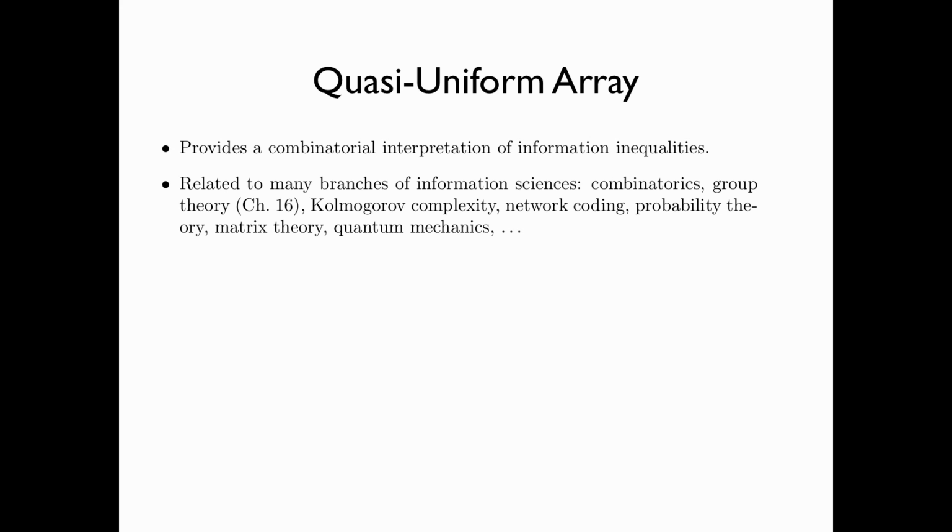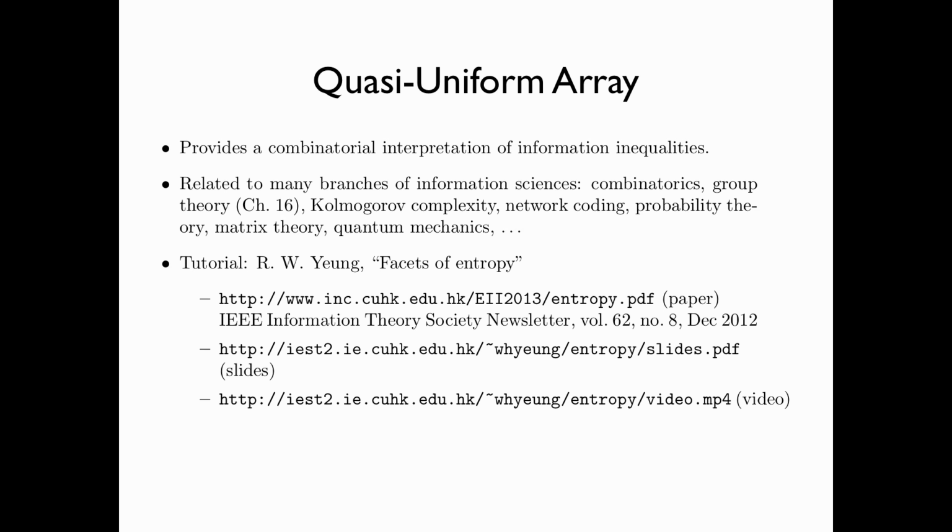In summary, the quasi-uniform array provides a combinatorial interpretation of information inequalities, and it is related to many branches of information sciences, including combinatorics, group theory, which is discussed in Chapter 16 of this textbook, Kolmogorov complexity, network coding, which is discussed in the second part of this textbook, probability theory, matrix theory, quantum mechanics, etc. To probe further, you can take a look at a tutorial entitled Facets of Entropy by myself, which is available in the form of a tutorial paper, a set of slides, and a video.